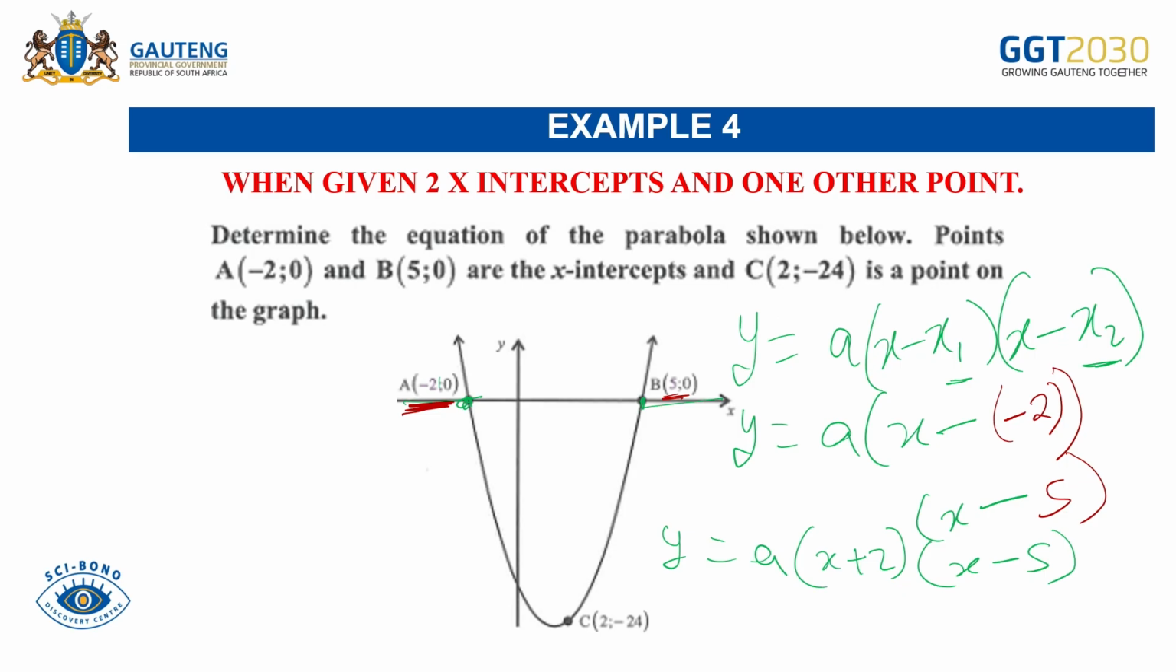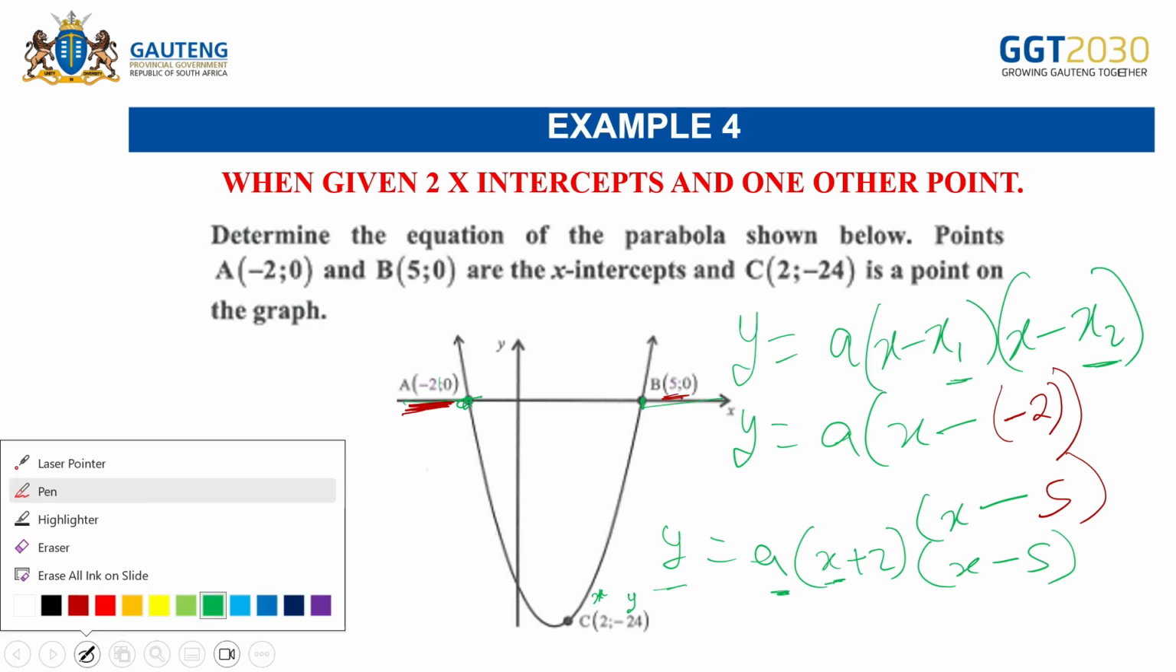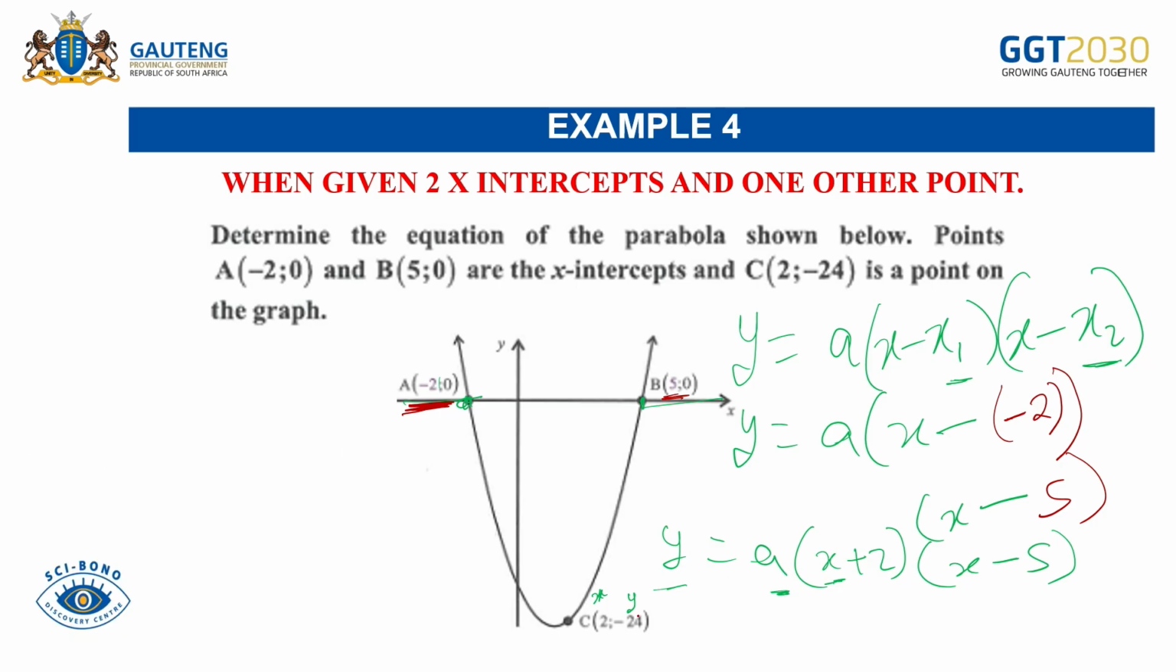You still have 3 unknowns, which are the x, the a, and the y. But you still have the information in the graph that you haven't used, right? So what are you going to do? You are going to take that coordinate of c and substitute where you see x and where you see y. The value of x here is given as 2 and the value of y is given as negative 24. So where I am seeing y, I am going to substitute the value of y, which is negative 24.